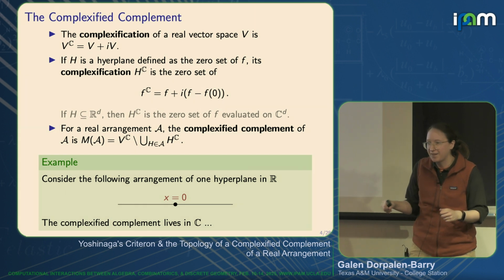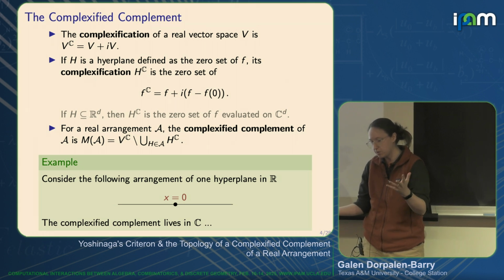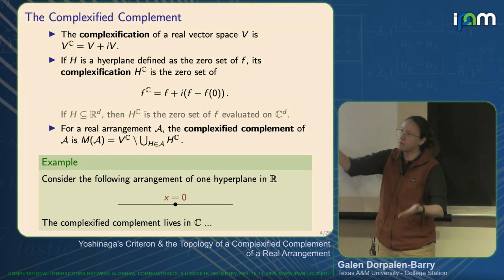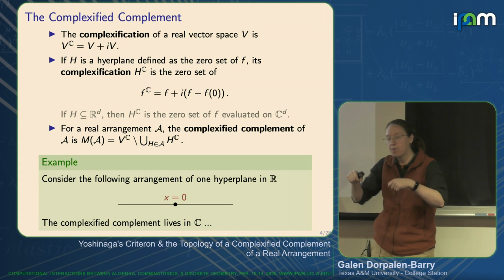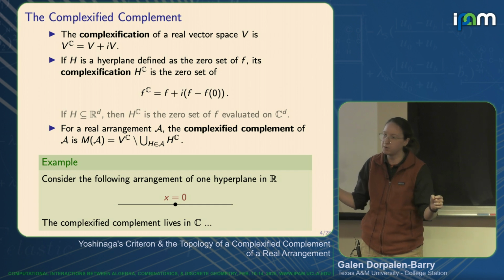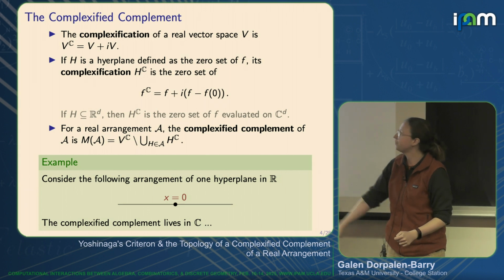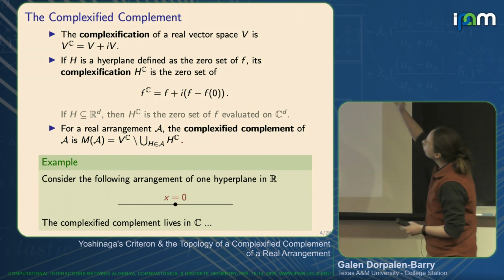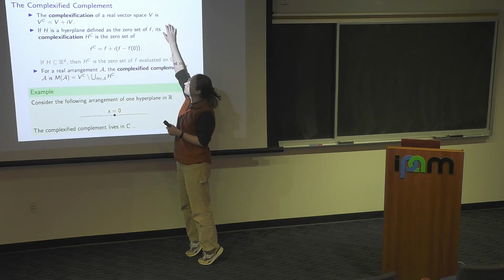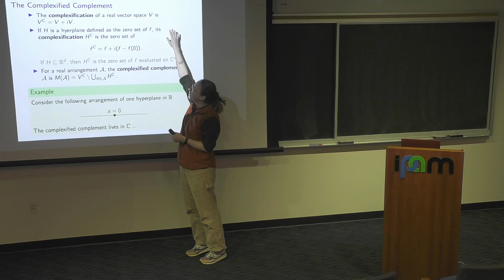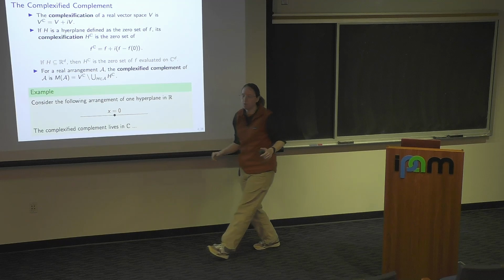In order to actually do that, I have to tell you what the complexified complement is. Every time you have a real vector space, you can sort of complexify it. You can either think of this as tensoring with C, or in the case of real hyperplane arrangements, hyperplanes are defined by linear equations, and you can think of evaluating those linear equations not at real numbers, but at complex numbers. So what I have here is a more formal definition of what the complexification of a real vector space is, and then a different version of the statement that I just told you informally.